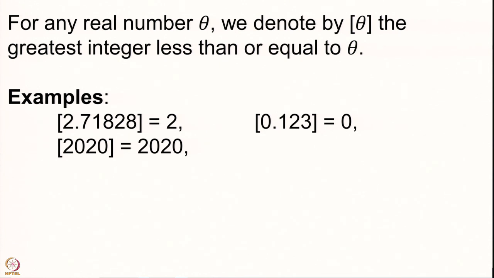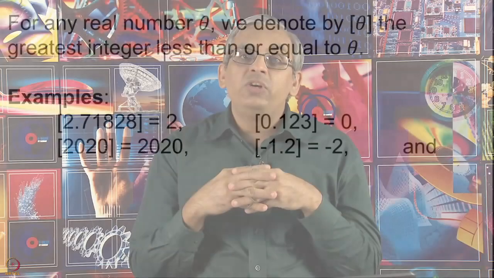If you have an integer, the floor function will return the same integer. The floor function of 2020 is 2020. A very important example coming up. If you have the number minus 1.2, its floor function will give you minus 2, because minus 1 is not less than minus 1.2. Minus 1 is bigger than minus 1.2.